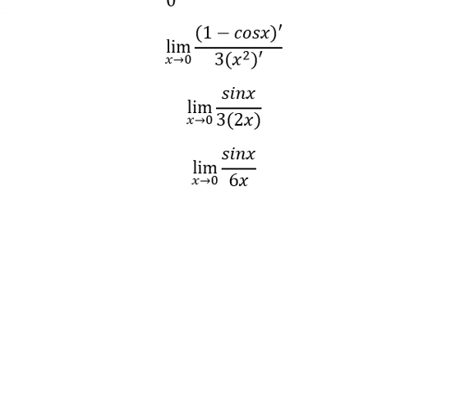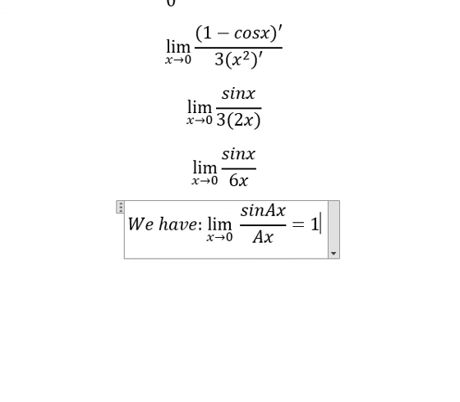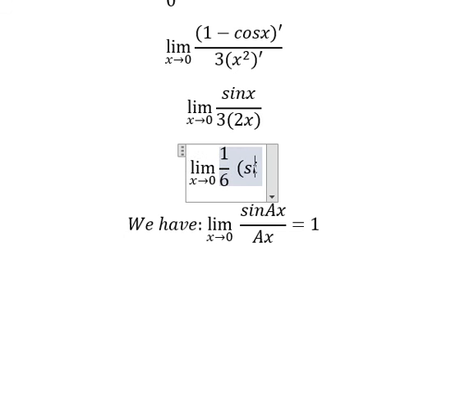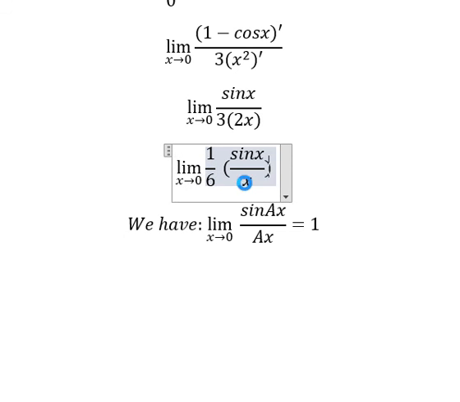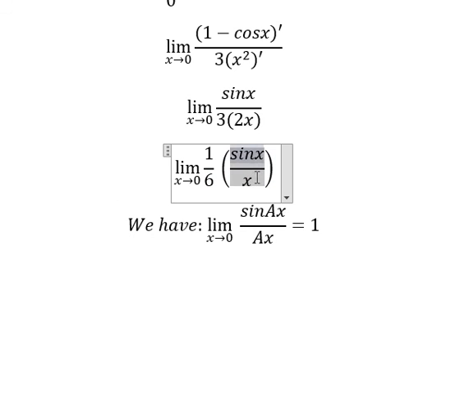Next, we have the formula. So this one we can put into 1 over 6 multiplied by sine s over s. When s approaches 0, this one we can apply the formula in here, and we have 1.